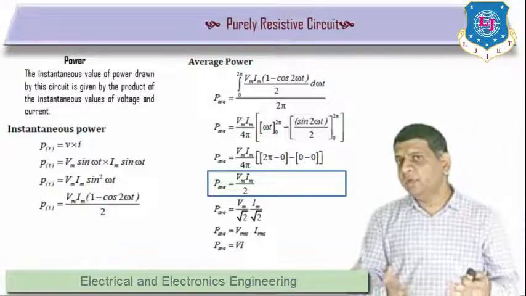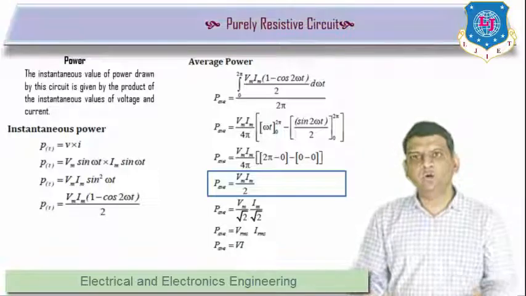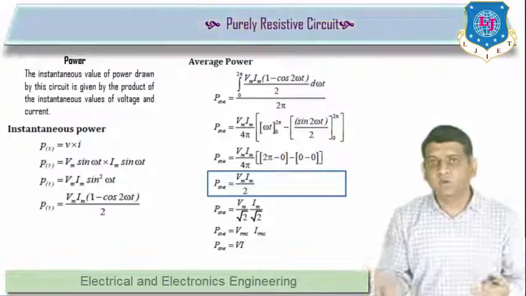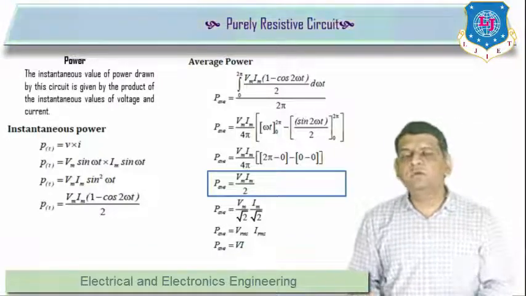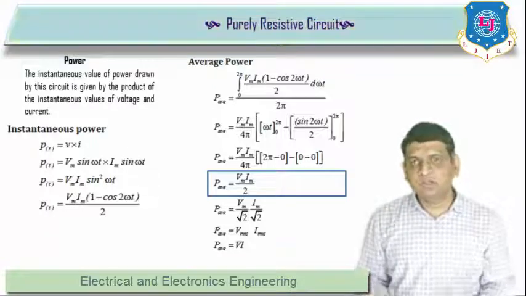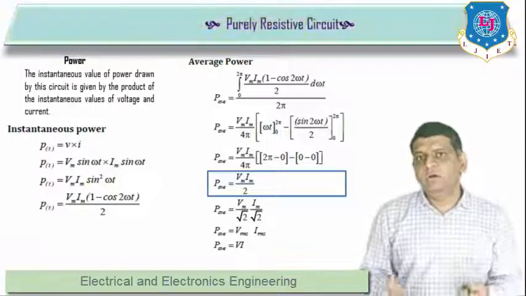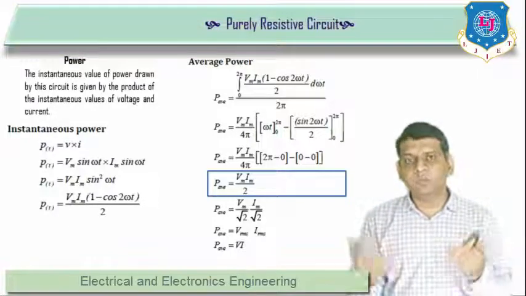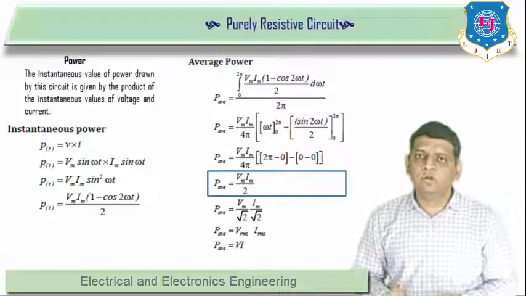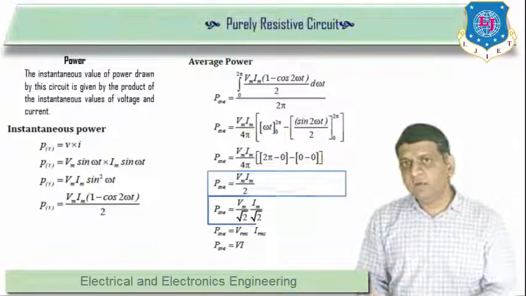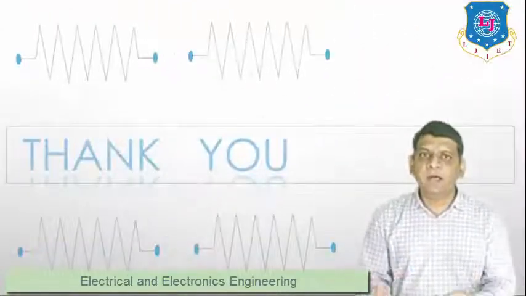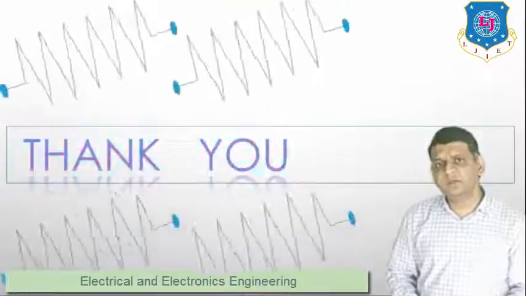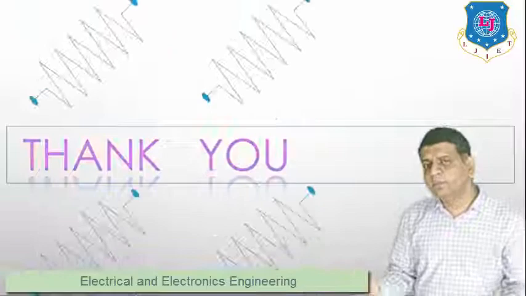Now what are Vm by root 2 and Im by root 2? They are nothing but the RMS values of AC voltage and AC current. So finally P average is nothing but VRMS into IRMS, so it's nothing but V into I. So always remember, in a purely resistive circuit there must be a power dissipation across the resistive circuit. Now the same formula or terminology can be applied to the purely inductive circuit as well as the purely capacitive circuit. So far this is only the purely resistive circuit.